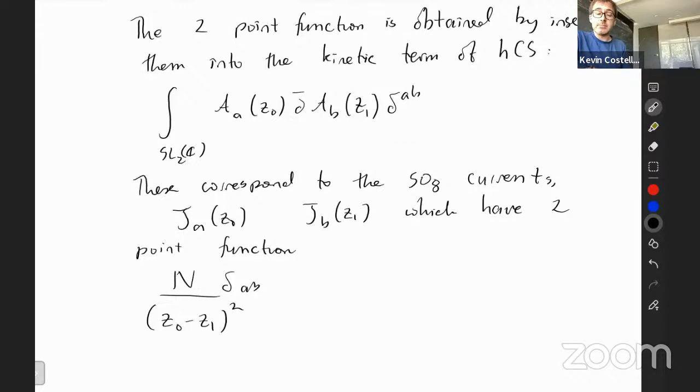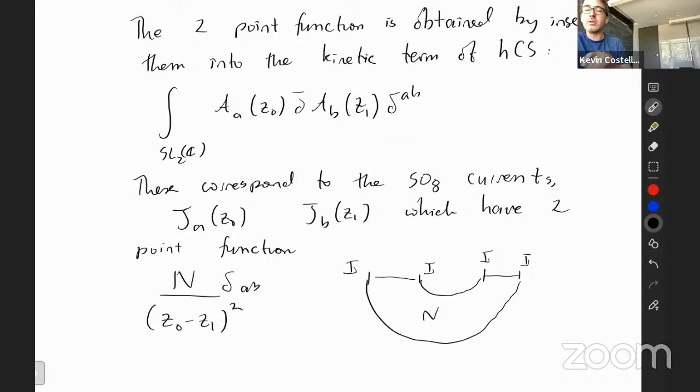So just to remind you, the factor of 1 over z0 minus z1 squared, you can see this because that's the standard central extension of the Kac-Moody algebra. And it contains a level n just because that's the number of fields we have. We can also see it from these guys, which are like the fields with the operator in the middle. And when I contract them, we do 2-way contractions. And there's a loop in the middle. So the loop in the middle contributes n, and the 2-way contractions contribute 1 over z0 minus z1 squared.